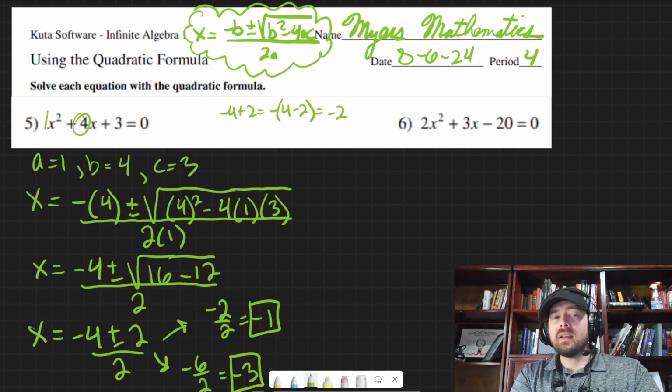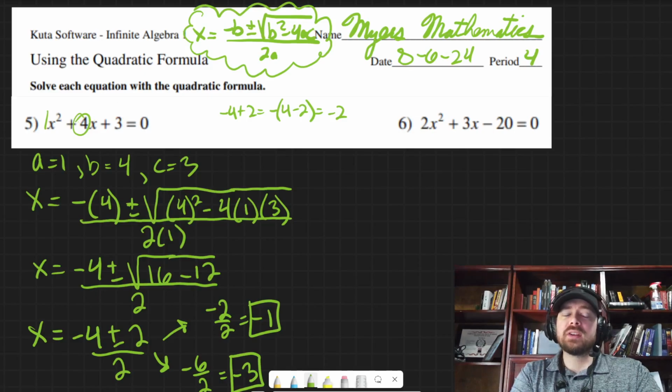Negative 1 squared is 1. 1 plus 3 is 4. Negative 1 times 4 is negative 4. 4 minus 4 is 0. So, and then of course you can plug those all into a calculator if you're allowed to use a calculator. I just did them in my head to flex a little, but it also saves time.